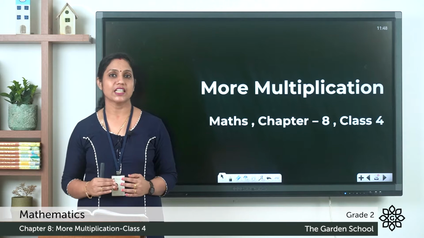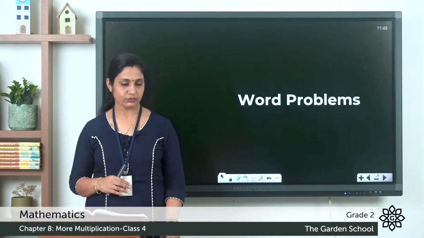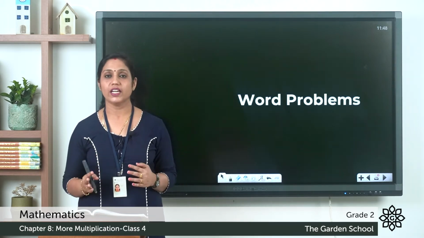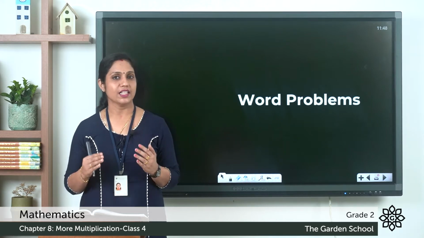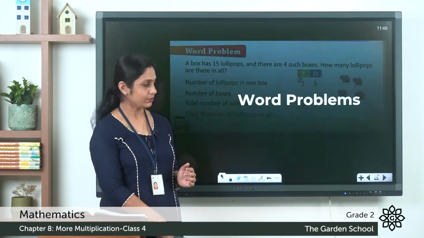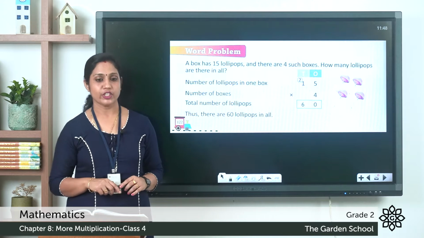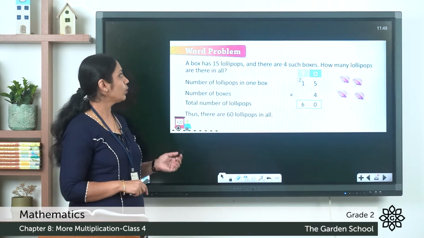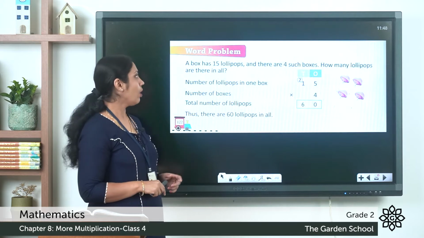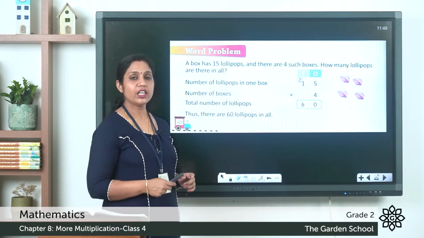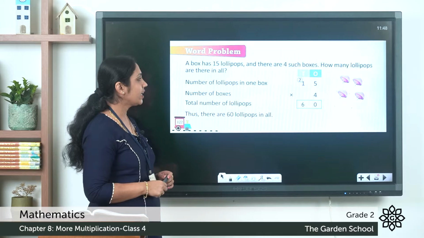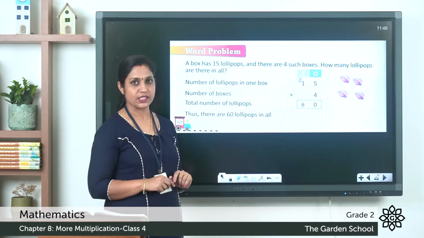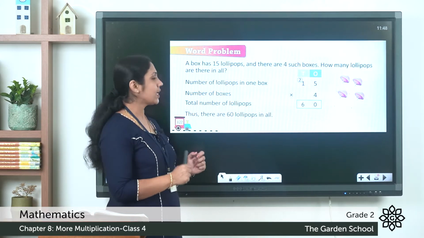Today first, let's learn about word problems. We have already learned word problems in our previous chapters. Let's have a look once again. In your text, page number 122, there is a word problem. And what is the question? A box has 15 lollipops and there are 4 such boxes. How many lollipops are there in all?